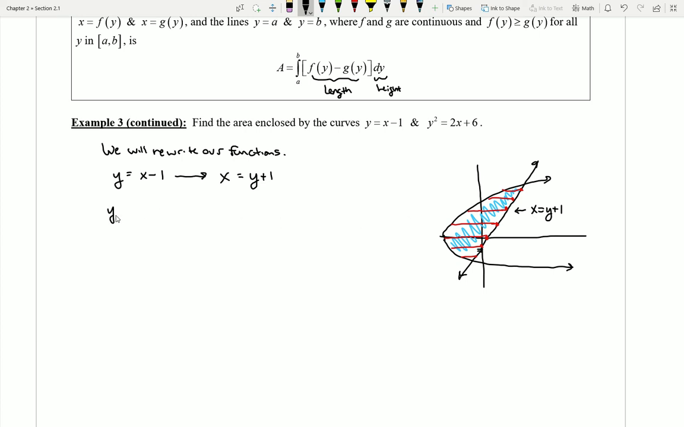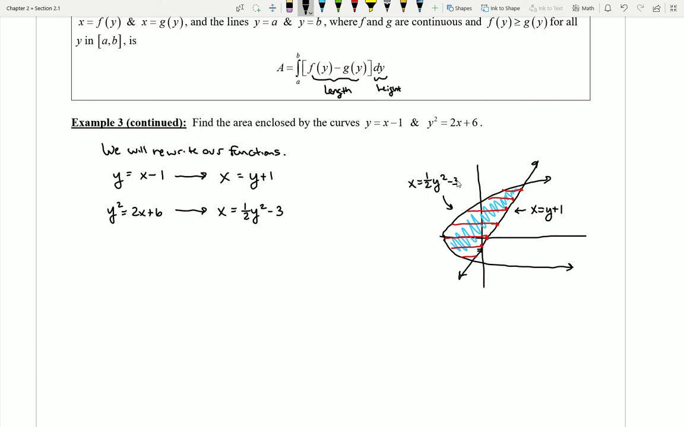I also have my y squared equals 2x plus 6. And at the start of this video, we saw that we could rewrite that as x equals 1/2 y squared minus 3. So that's what I have over here: x equals 1/2 y squared minus 3.